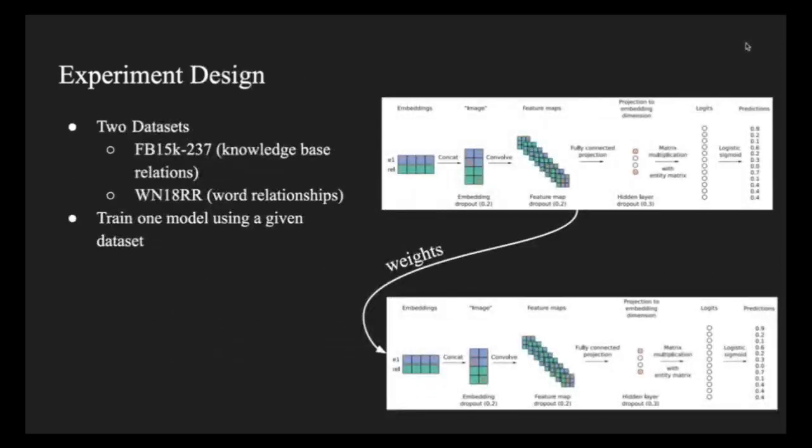So in terms of our experimental design, we had two data sets that we wanted to look at. One was a knowledge-based relation data set, you could think about, is Lionel Messi a player for Real Madrid, right? That could be a knowledge-based relationship. And then word-based relationships, like, is this an adjective or not? And we wanted to train one model using a given data set, get the final weights for that data set, and then initialize the training of the next model using the weights from the prior learned data set.